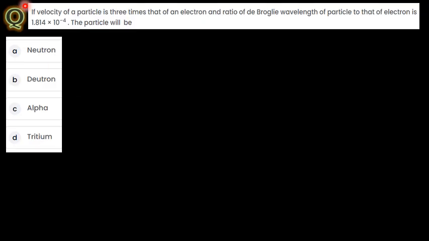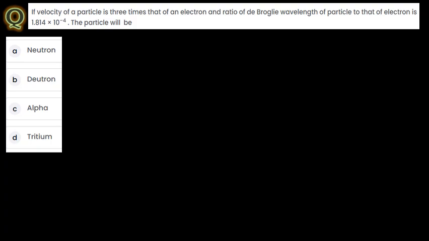Problem. See here, the velocity of a particle is 3 times that of an electron. So the particle is moving 3 times faster than the electron. That means if velocity is more, mass will be a little less. You just remember this one. Next one, the ratio of the de Broglie wavelength of the particle to the electron is given. Then what type of particle is this? That's what they have asked here.